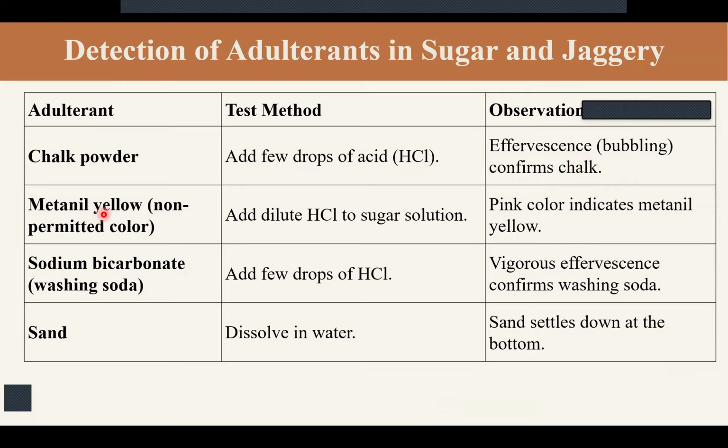Metanil yellow, which is a non-permitted food coloring substance, if it is present in a sample, we can identify it by using dilute HCl. The pink color formation indicates that metanil yellow is present in the sample. Sodium bicarbonate, which is washing soda, can also be added as an adulterant. I can identify it by using an acid such as HCl. The effervescence that arises when we add acids indicates the presence of washing soda. Moving to sand, when we dissolve it in water, the sand will settle down at the bottom, whereas our sugar and jaggery will be dissolved.